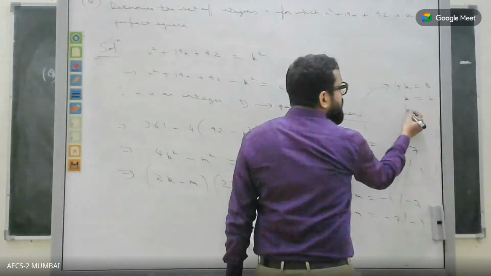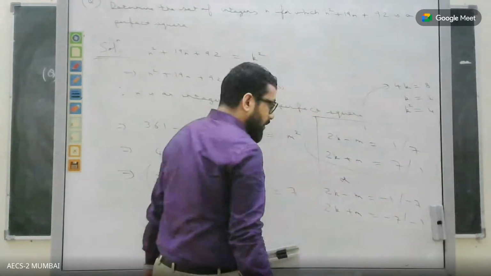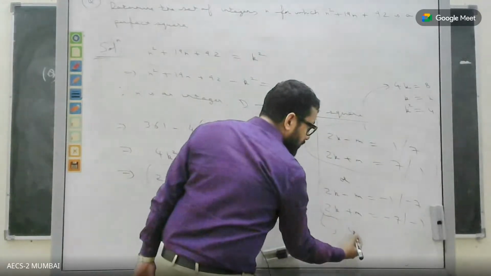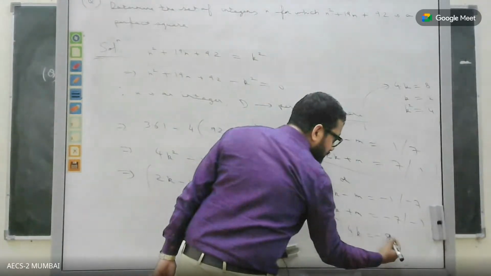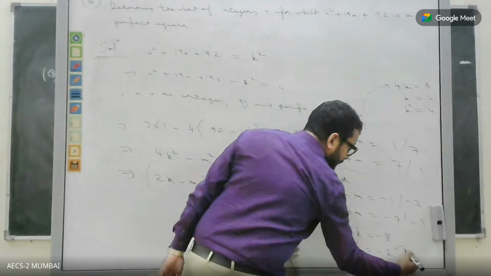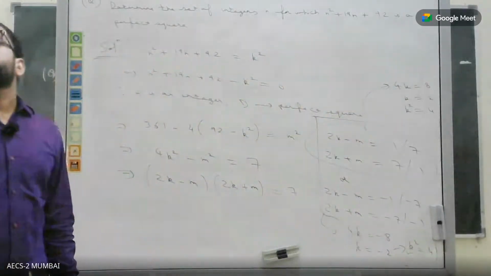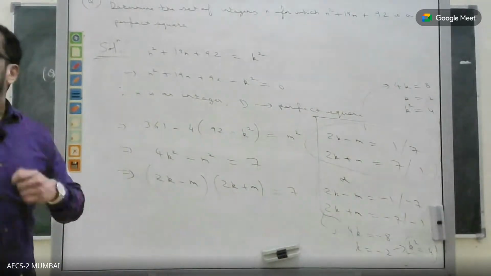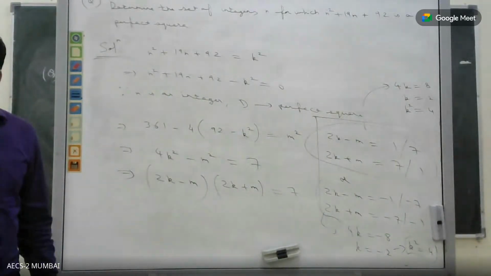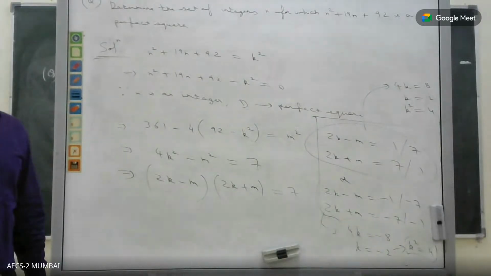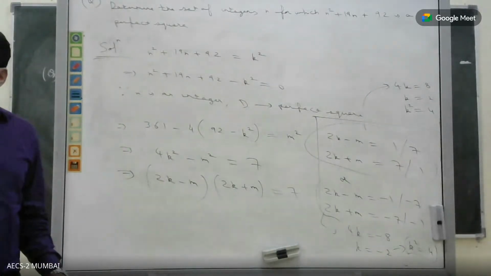Yes, sir. That means k square is 4, right? Yes, sir. Here what will we get by adding? 4k is -8. K is -2. K square is. So in both cases you are getting k square equals 4, correct?